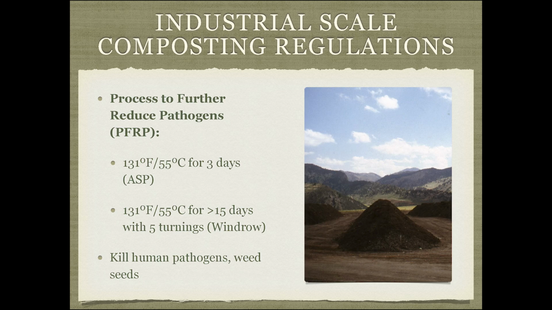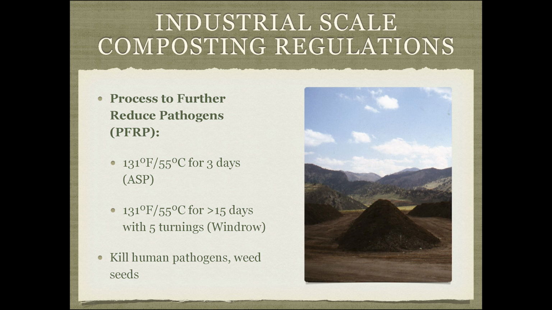So technically, there's a temperature rating called process to further reduce pathogens, and that requires your compost to reach 131 degrees for industry standards. And then they have different requirements for whether you're an aerated static pile or a windrow pile. It has to remain at that temperature for 3 days for ASP. And then they require over 15 days for a windrow pile and to have 5 turnings. And this is for industrial scale where they're using large machinery to manage their piles.